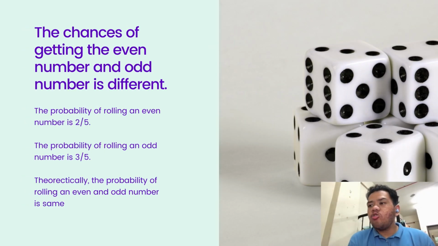Based on the study, we can conclude that in experimental probability, the chance of getting the even number and odd number when rolling a die is totally different. For this study, we recorded the outcomes for 30 trials, and the probability of rolling an even number, which is 2, 4, and 6, is 2 over 5. And the probability of rolling an odd number, which is 1, 3, and 5, is 3 over 5. But theoretically, the probability of rolling an odd and even number is the same value, which is 1 over 2.